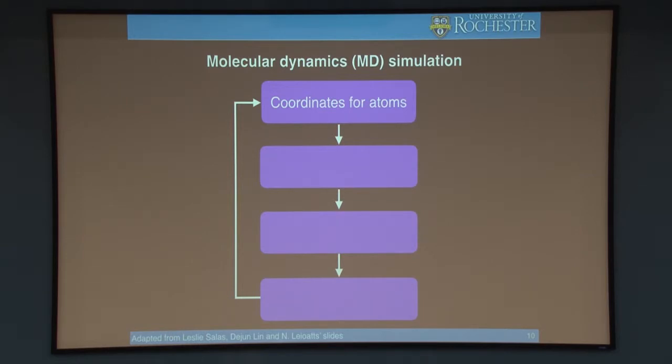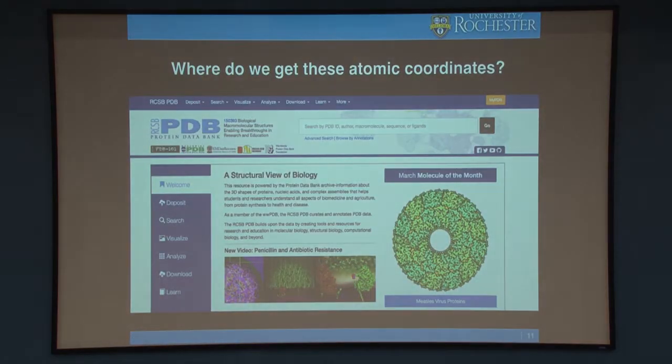So the first part is the coordinates for atoms. Where do we get them from? For proteins, there is this useful tool called the Protein Data Bank, where we have a lot of the structures of the protein with each of the coordinates of the protein in them. So these are derived from X-ray crystallography or cryo-EM, which are like modern spectroscopic techniques to study the proteins.